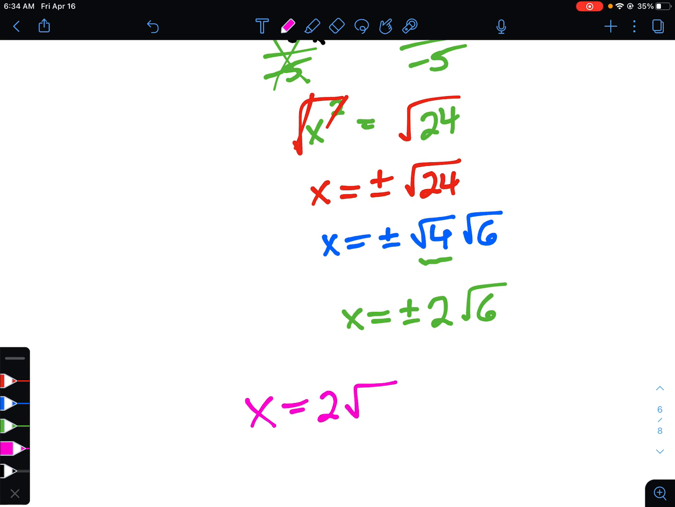And then finally, if you want to write those answers separately, then one would be positive 2 square root of 6, and the other would be negative 2 square root of 6.